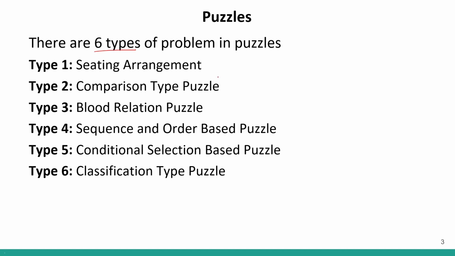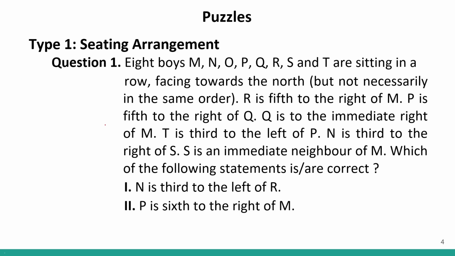So, when we discussed each of these puzzles in detail, we understood the type of questions that you can get. In today's lecture, we will discuss these 3 types, that is type 1 seating arrangement, type 2 comparison type, and type 3 blood relation puzzles in detail. And in the next lecture, we will discuss the other 3. Okay, so let us start with type 1 seating arrangement.